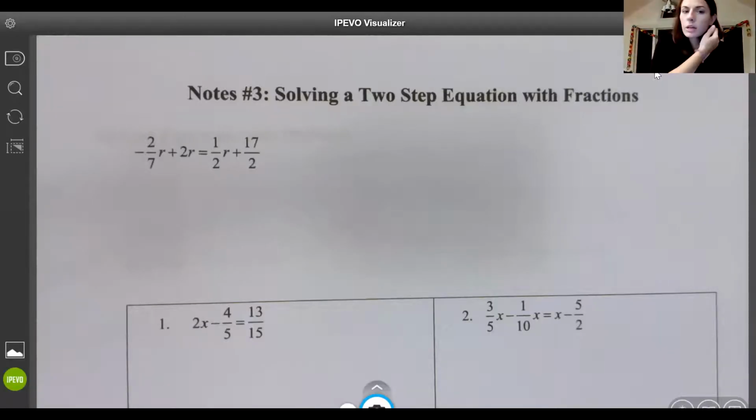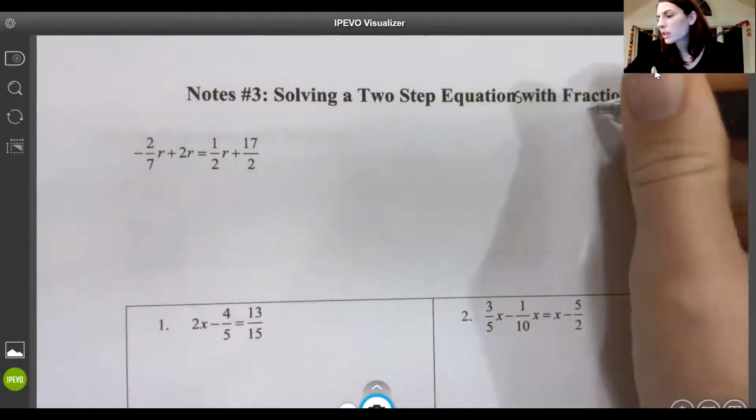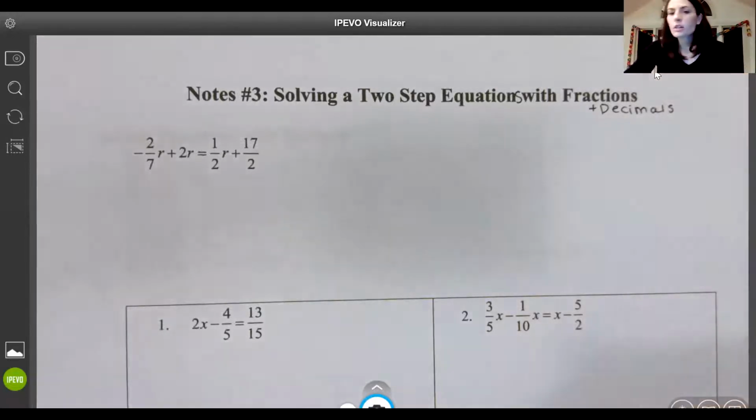Okay, so today we are going to complete notes number 3, which is solving two-step equations with fractions. And we're going to look at decimals today as well. So I kind of love these notes because I feel in a way like when I'm solving these equations, I'm doing a little bit of a magic trick.